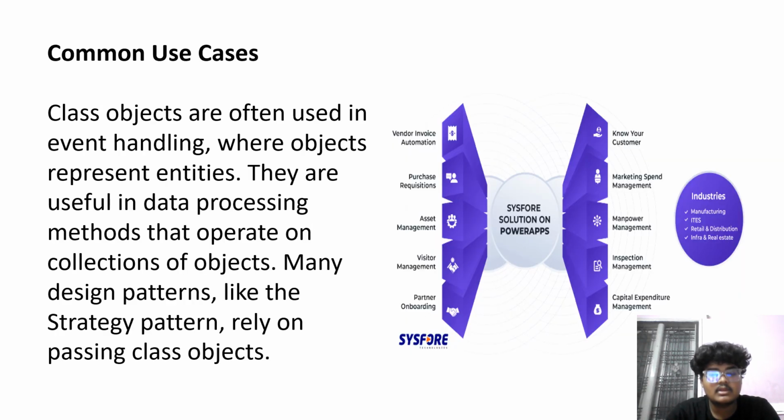Common use cases. Class objects are often used in event handling where objects represent entities. They are useful in data processing methods that operate on collections of objects. Many design patterns like the strategy pattern rely on passing class objects.